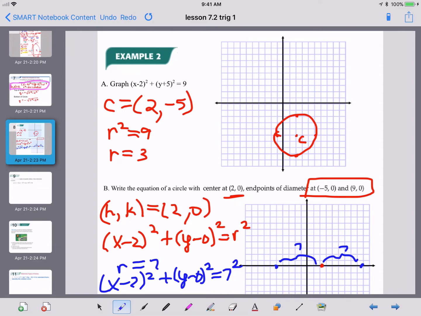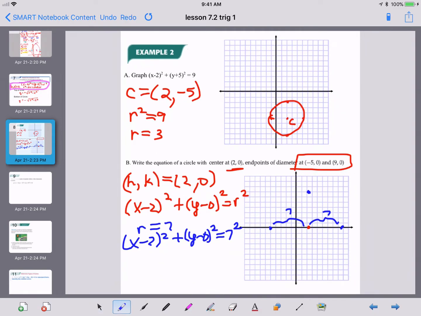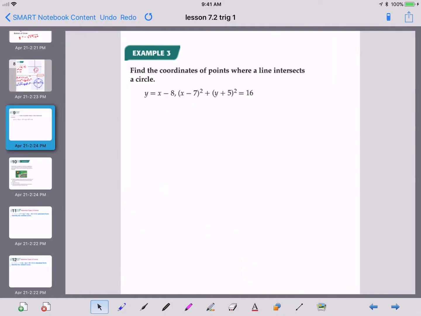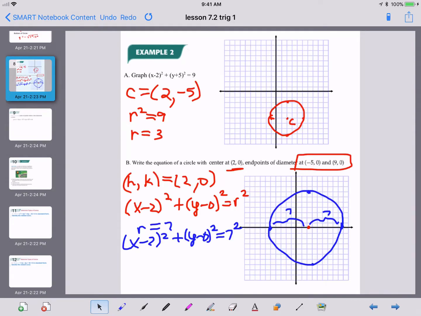And then let's graph the circle. So we would just go 7 up from there, and also 7 down from there. And then we would make our circle. And there you go. There's a circle example. Now, the circles we've been given are in standard form. There are times we have to get it into standard form, and we'll play with that here in a little while.